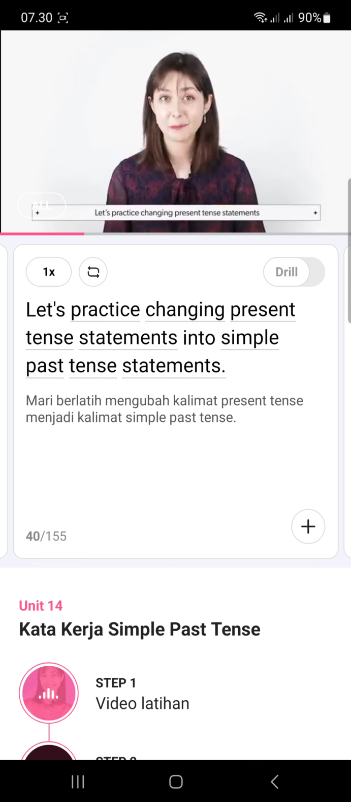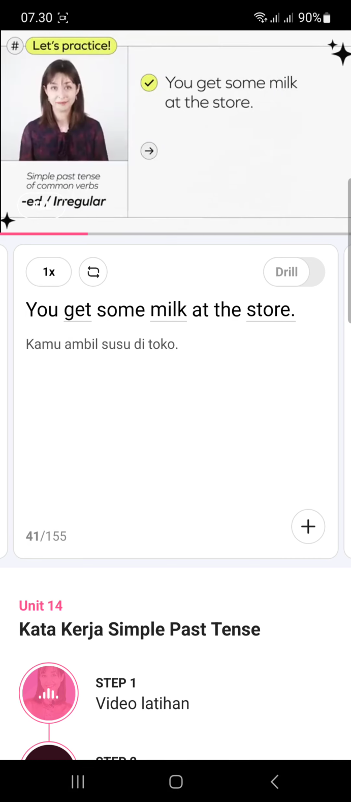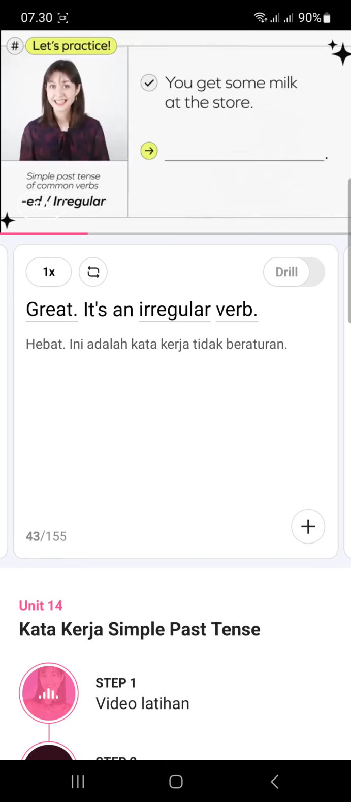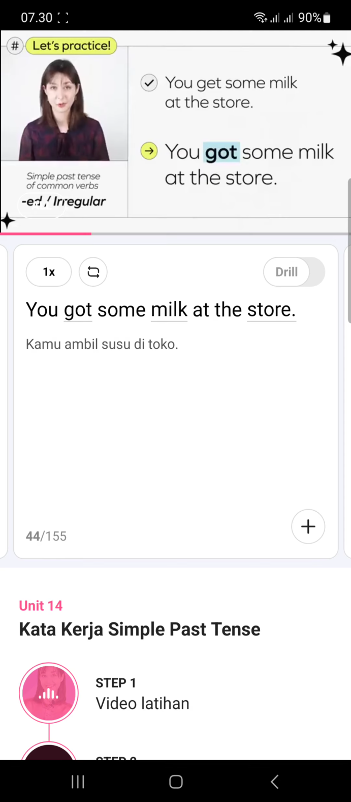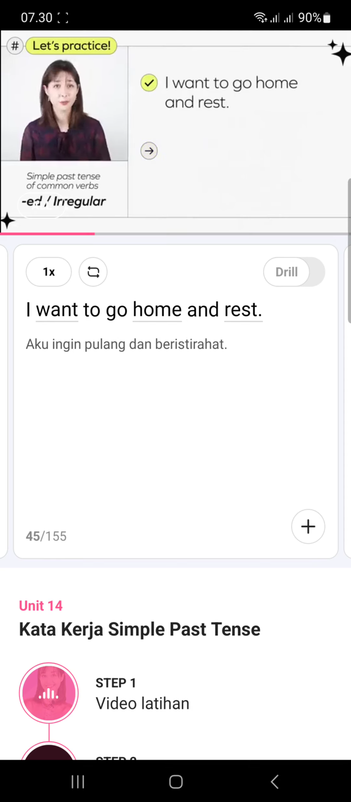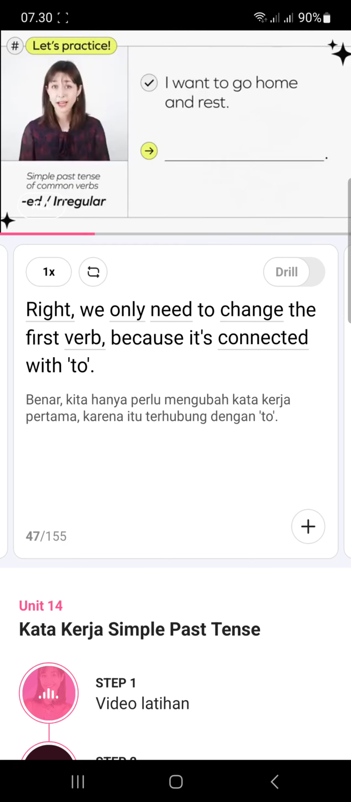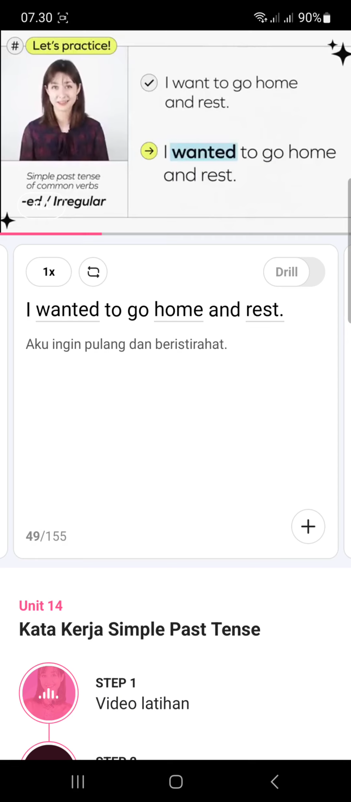Let's practice changing present tense statements into simple past tense statements. You get some milk at the store. Great! It's an irregular verb. You got some milk at the store. I want to go home and rest. Right, we only need to change the first verb because it's connected with to. It's regular. I wanted to go home and rest.